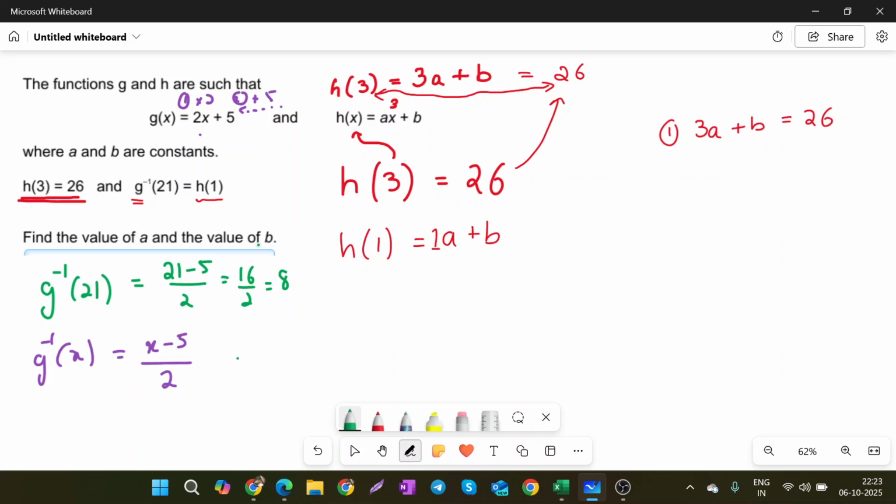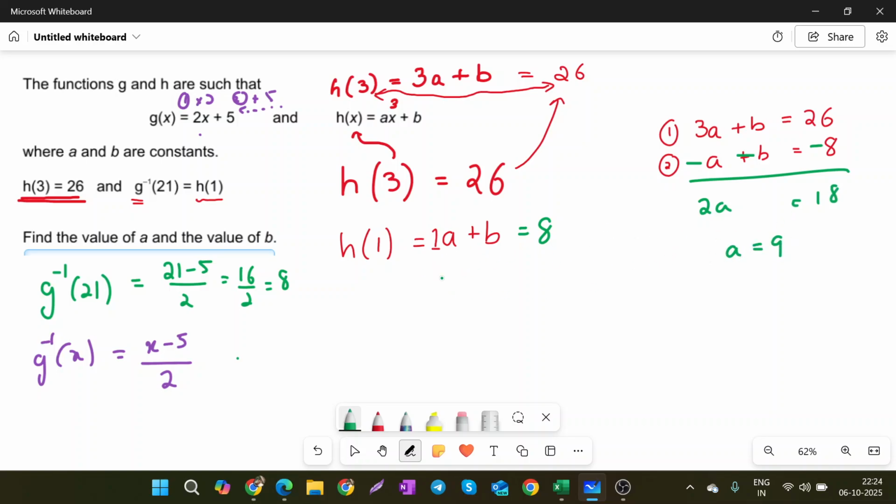So now we know h of 1, which was 1a plus b, is in fact equal to 8. And so we've got a second equation, which is a plus b equals 8. Now we could do a simple simultaneous equation. We've got the same sign here, which means we're going to subtract. So that should be 2a equals 18. A should be equal to 9.